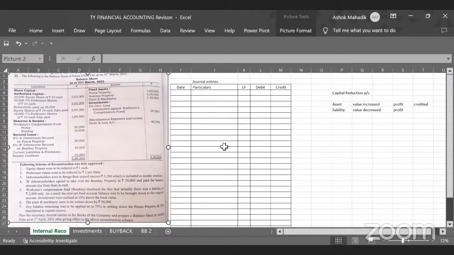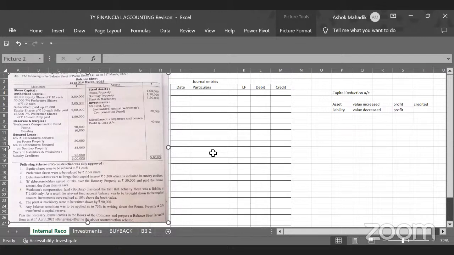See, whenever we have workmen compensation fund, what the company has to do is invest the same amount outside the company so as to secure the reserve. Okay. So the company has kept aside 30,000 for both of these plants, and an equal amount, that is 30,000, is invested somewhere. Rather, it's invested in 6% government loan. Clear? Okay. Then miscellaneous expenses and losses are given.